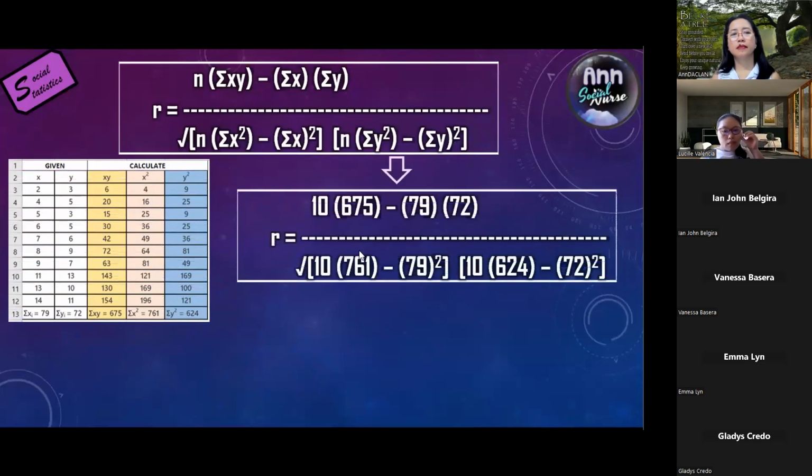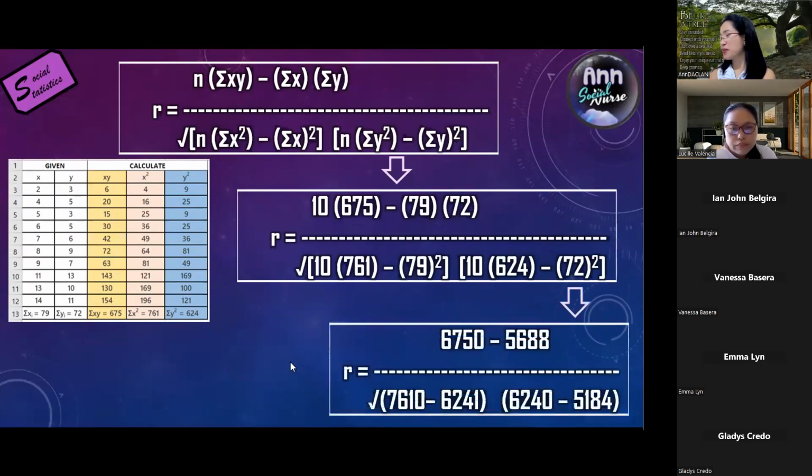Okay, in the formula, we already know that summation of xy is here. Summation of xy, you just copy. So n is 10 and 675. Summation of x is 79. Summation of y is 72. And then the n is 10. Summation of x squared, we have value 761. Just put it there very fast. And then summation of x, that is 79 squared, and so on.